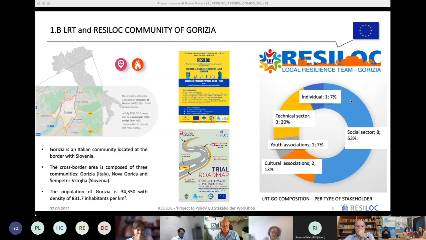So as you can see on the right, our LRT is composed of different types of stakeholders. We have 3 organizations that belong to the technical sector, 1 youth association, 2 cultural associations, 1 private citizen, an individual, and 8 associations belonging to the social sector. I may clarify that we have a strong interest in disabilities among the social associations. Next slide.